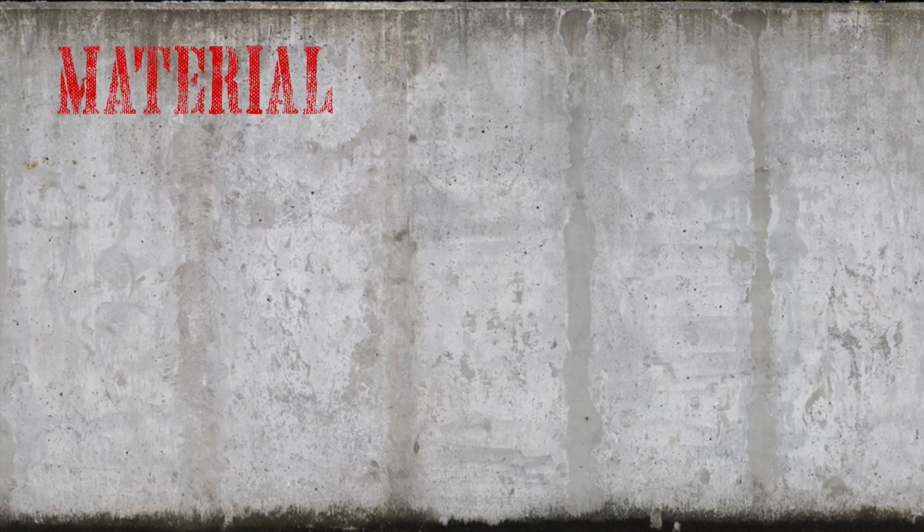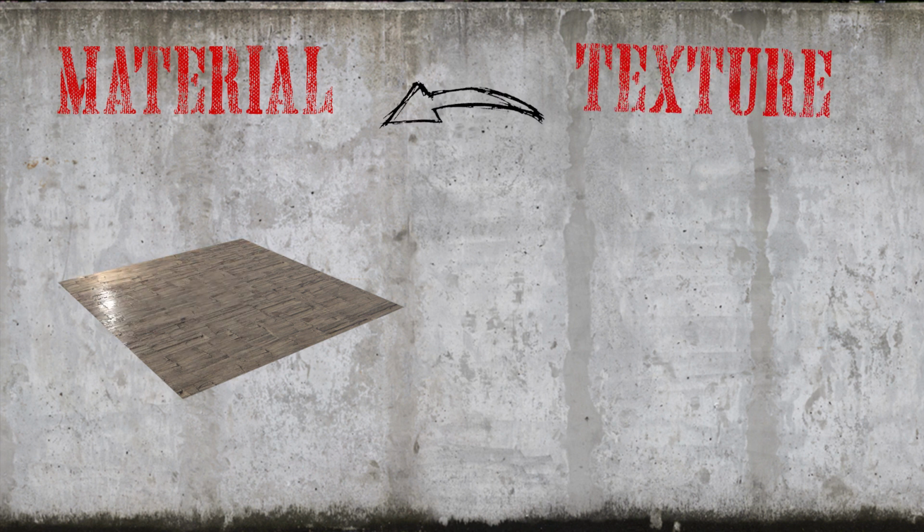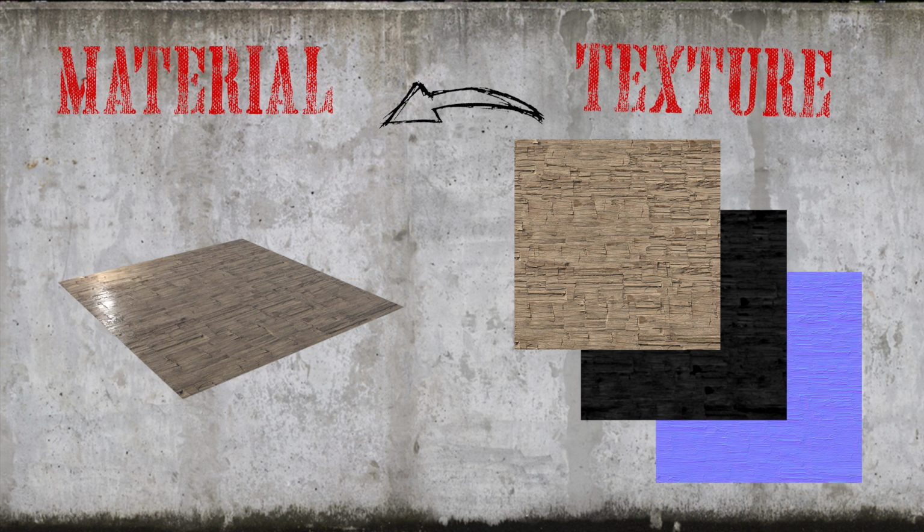So what's the difference between materials and textures? Well, a material is all the properties that make up an object's look. So its colour, bumpiness, glossiness, and so on. A texture is placed onto a material for one of these effects. So if we take a wooden floor material, that would be made up of several textures: the colour, the gloss, the bump, and so on. So many textures make up a material.